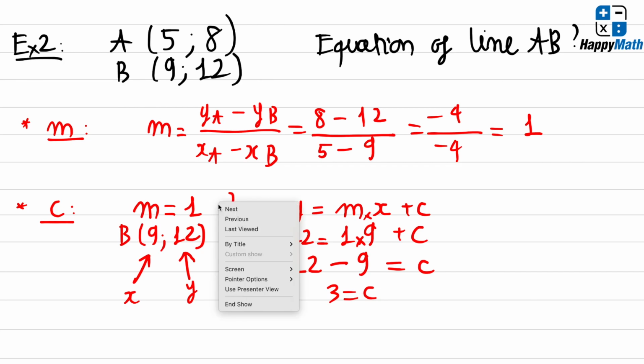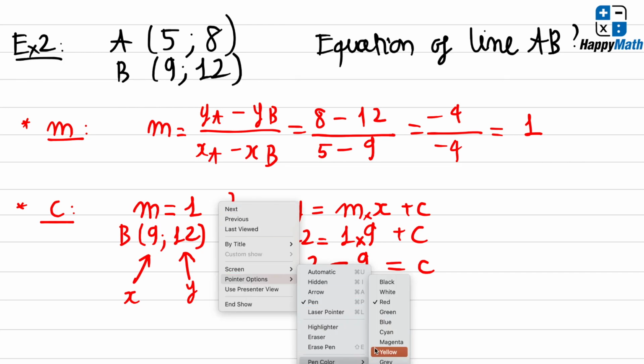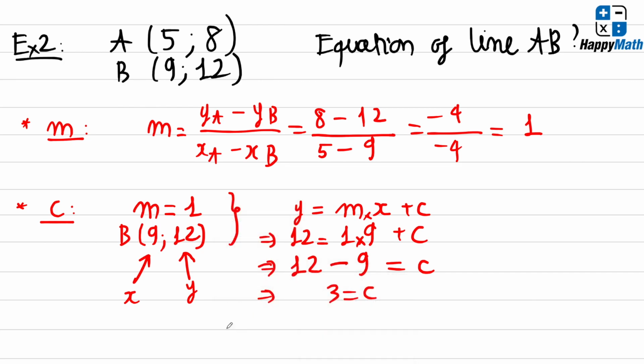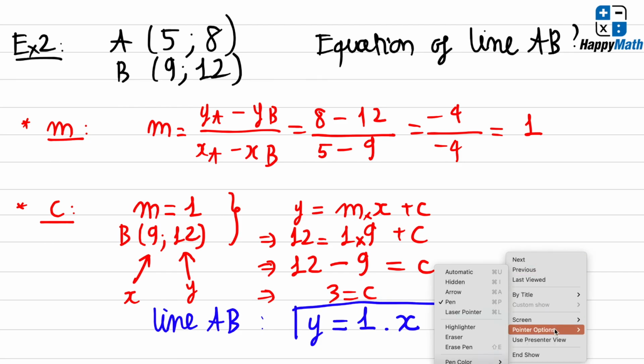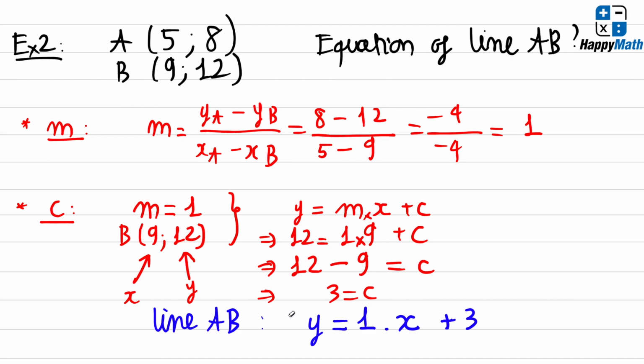So what is the final answer for the equation of line AB, and how can you write out your answer? You will write it like this: line AB in the conclusion, and y equals mx plus c. So y equals 1 multiplied by x plus c, which means plus 3. That's it. Here's my final answer, in blue pen.